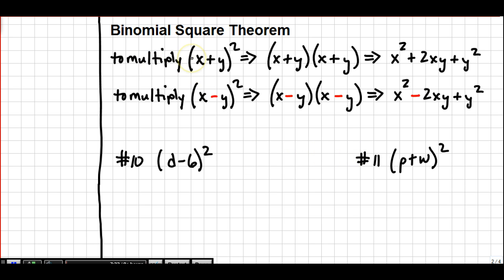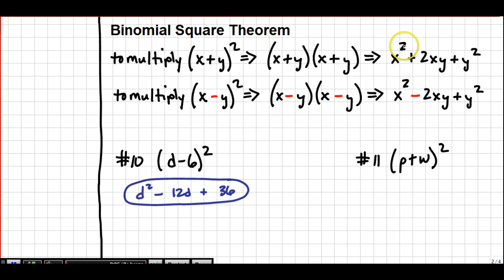I'm going to use the binomial square theorem instead. Take the first term and square it, leave some space, take the second term and square it. Negative 6 times itself is 36. In the middle, I'm going to take these two pieces and multiply them together. Since it is a negative sign, I know I'm going to have a negative result. And I know d times 6 is 6d, and then I need to double that. So that's going to be a 12d. So there I got my answer much more quickly than having to work through all the steps of FOIL.